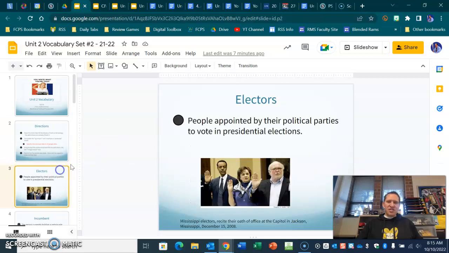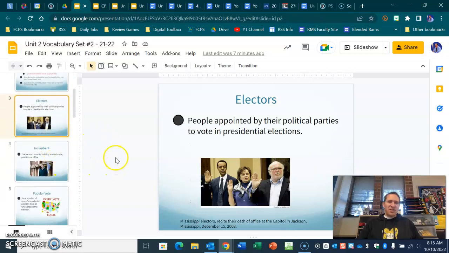All right, so the first word you're going to see is electors. In the first section, we're going to talk about the Electoral College. And electors are the people that are appointed by their political parties. They're actually voted on and approved by voters, but they are officially the ones who cast the vote for the presidential election. So we'll talk about the winner-take-all system in a couple of minutes. But basically, after the state has chosen its candidate based on popular vote, the electors from that party cast the official vote for president for their state. Okay, so the electors are important.